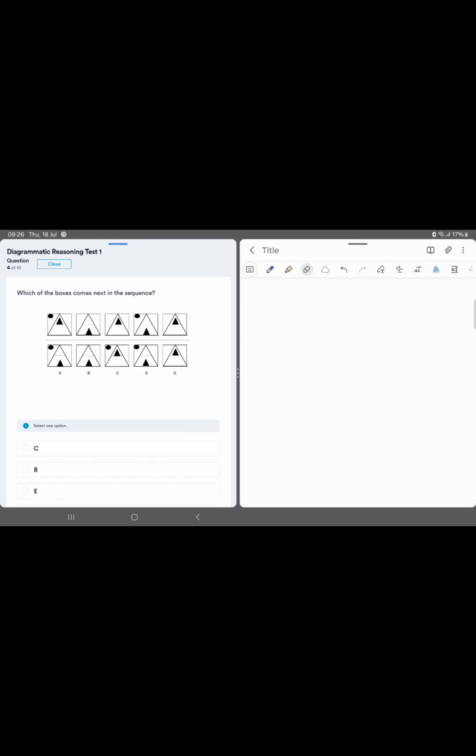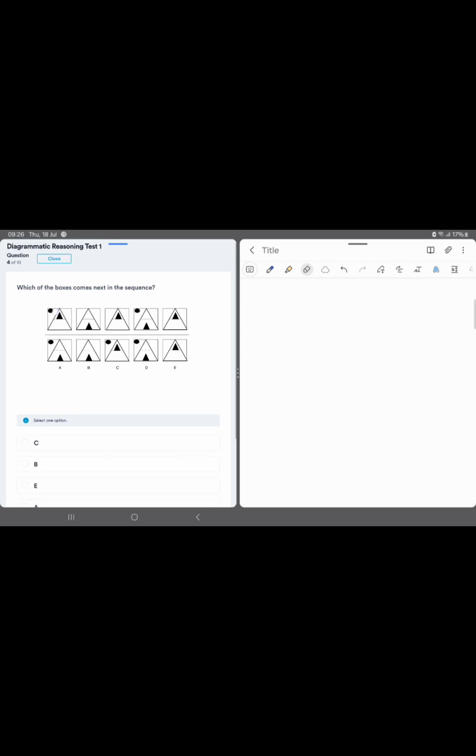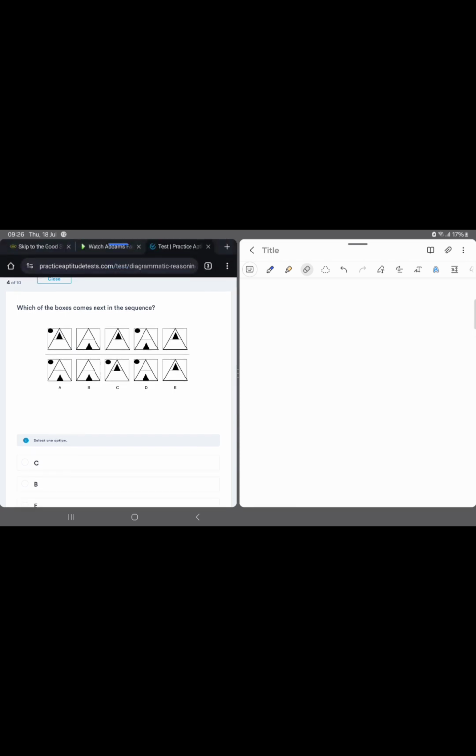Okay, and then the next question says which of the boxes comes next in the sequence? With this one we have 4 shapes. We can see in the first diagram we have the oval at the top left, which is shaded. The second shape is the big triangle, which is unshaded inside. And then the third shape is the small triangle, which is shaded inside. And then we have a line.